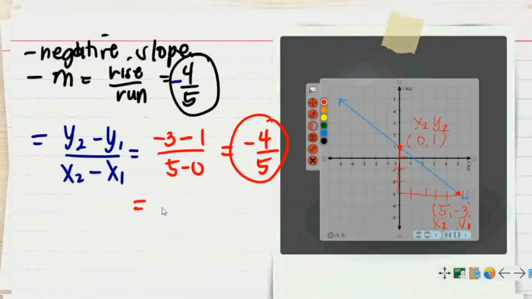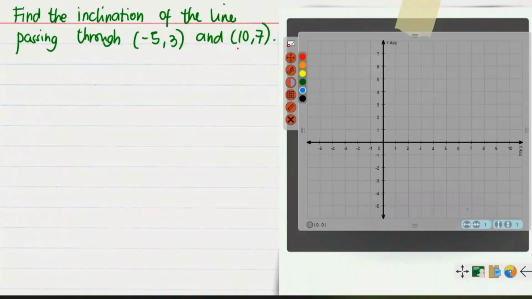So, x sub 2 is, or y sub 2 is 1 minus negative 3, so magiging positive yan, over x sub 2, 0 minus 5. So, equal to 1 plus 3 is 4. And then, 0 minus 5 is negative 5. So, negative pa rin. Negative 4 over 5.